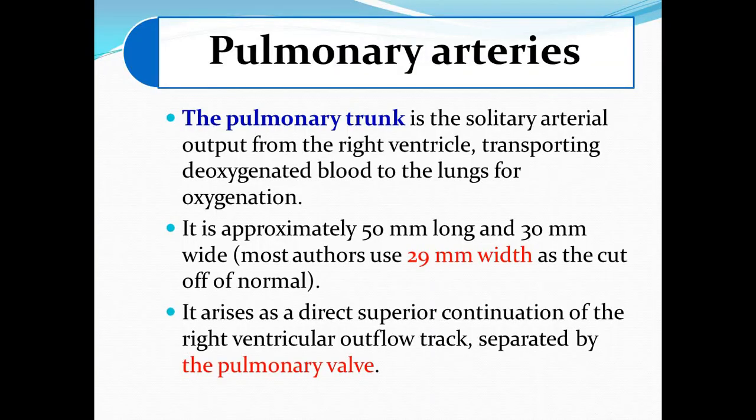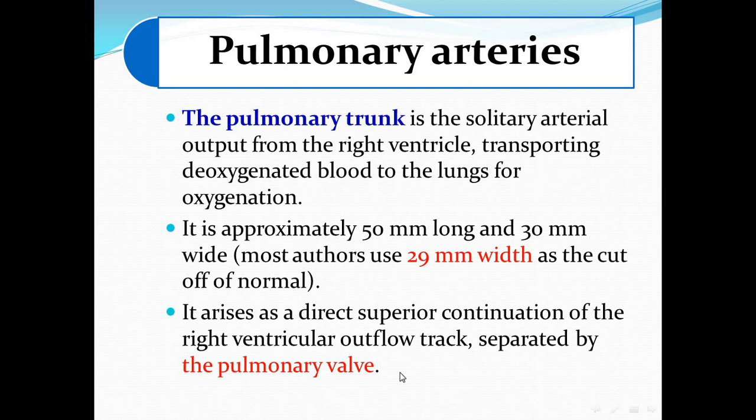We move on to talk about the pulmonary vasculature, including the pulmonary arteries and the pulmonary veins. So the pulmonary trunk is the solitary arterial output from the right ventricle, transporting the deoxygenated blood from the right ventricle through the pulmonary valve into the pulmonary arteries and then to the lungs for the purpose of oxygenation. It is approximately 50 millimeters long and 30 millimeters wide, and this is more important. Some others, or most of the others actually, use the 29 millimeter width as the cut-off of the normal pulmonary trunk width. So if it is above 29 millimeters, it's considered abnormally dilated.